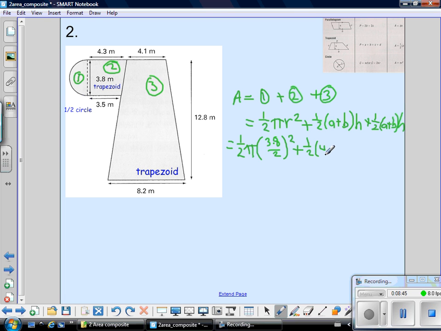So 4.3 plus, make sure it's a plus and not a multiplying, 3.5, multiply it by the height, which is perpendicular height. So now I'm going back. Okay, the height of this is here, and that height is 3.8.